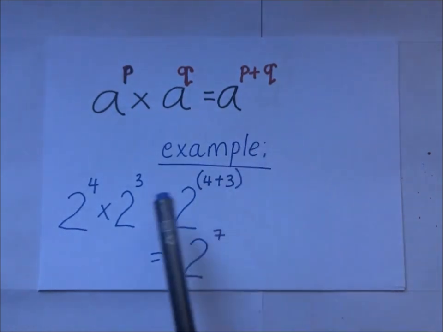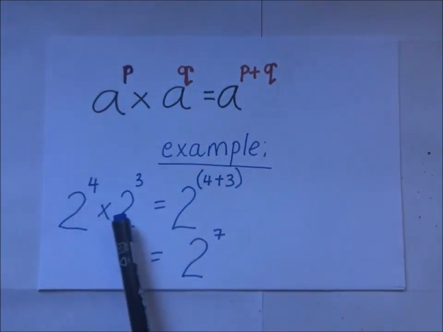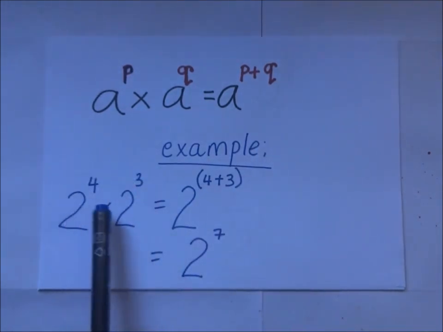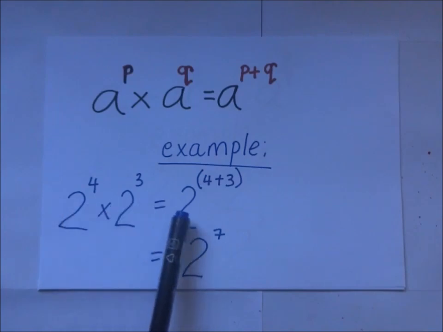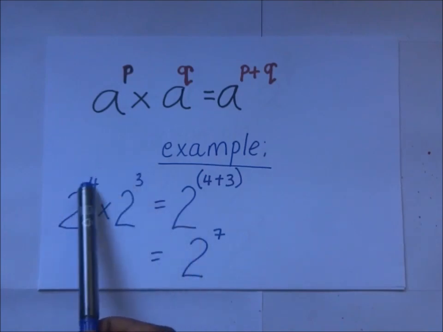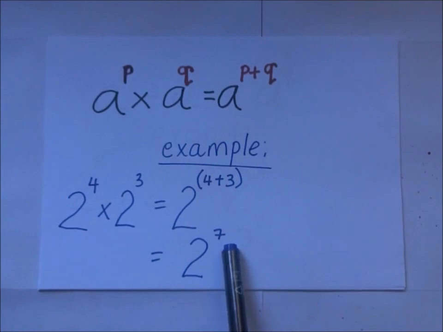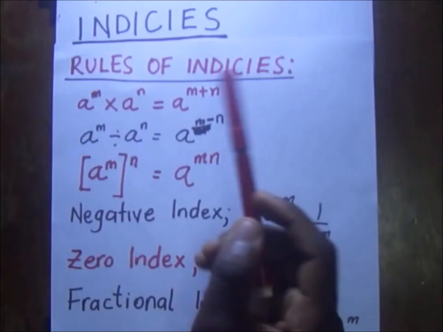For example, you're having 2 to the power 4 times 2 to the power 3. The bases are the same, it is 2. So you simply maintain the base and you add the powers, 4 plus 3, giving us 2 to the power 7. This is when you're multiplying indices.